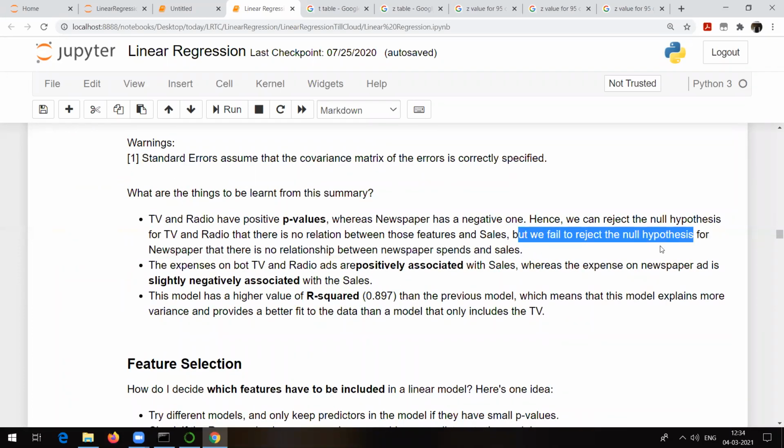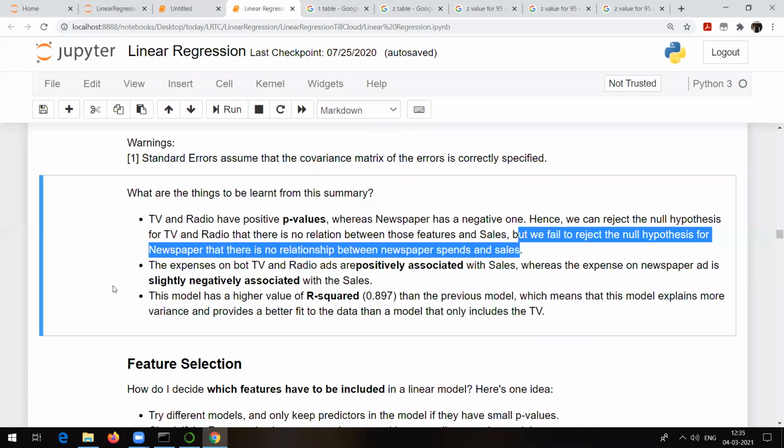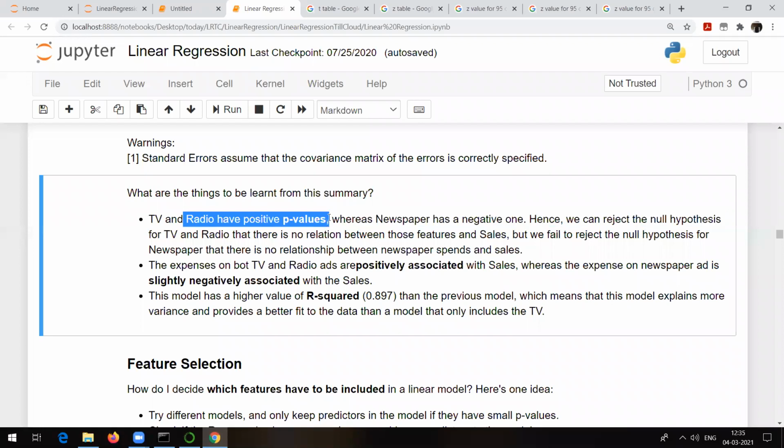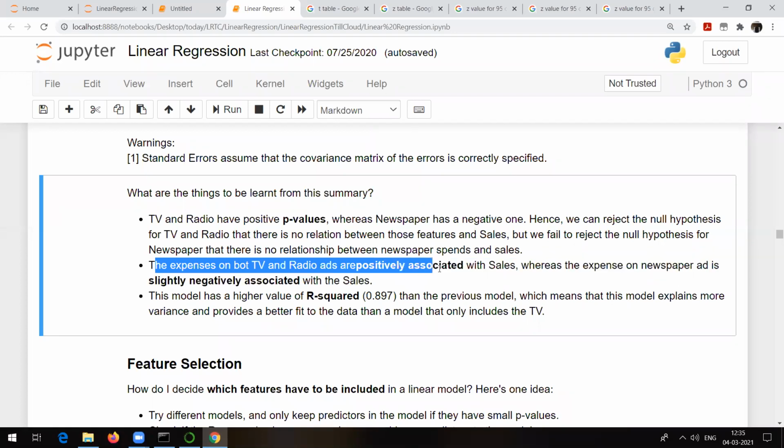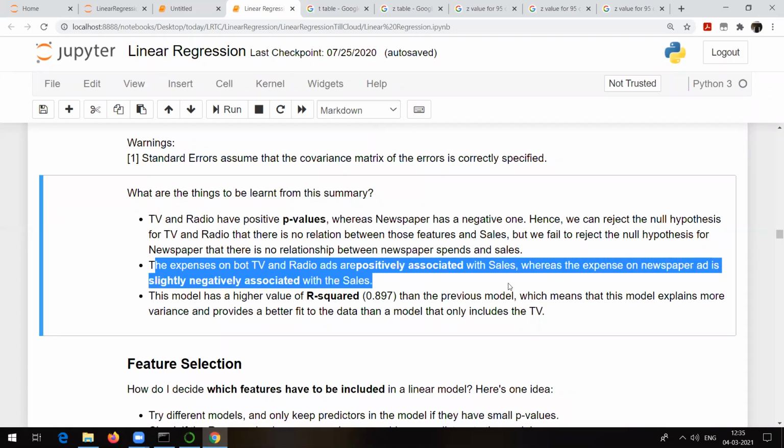We fail to reject the null hypothesis for newspaper, that there is no relationship. But you can reject the null hypothesis for TV and sales and for radio and sales. Null hypothesis was that there is no relationship between TV and sales, but you can see that there is a relationship. Again, the expenses on both TV and radio ads are positively associated with sales, whereas the expense on newspaper ad is negatively associated with the sales.